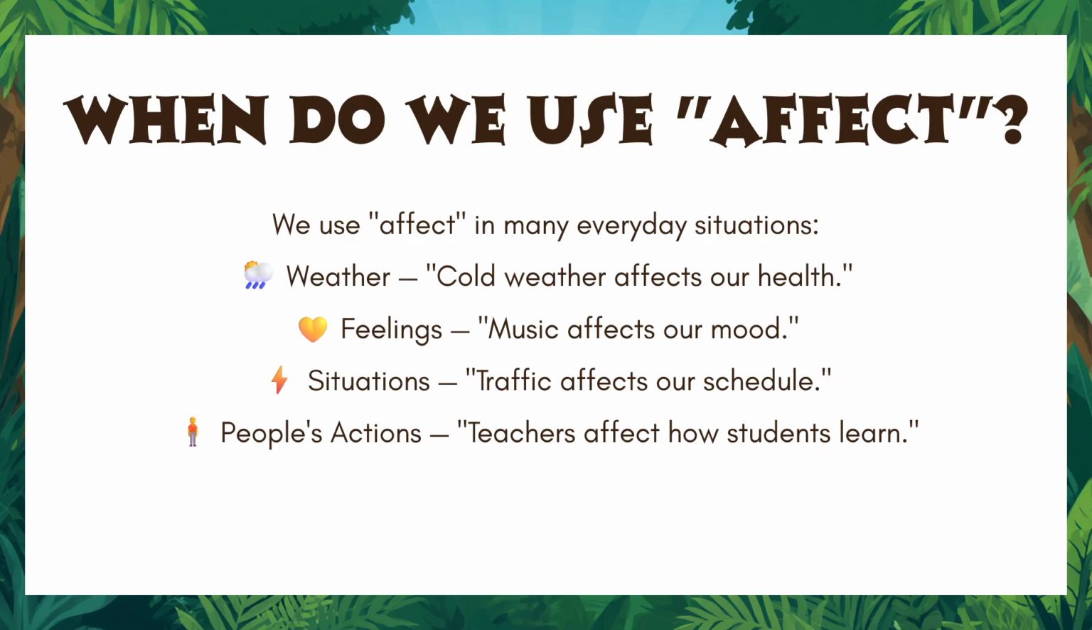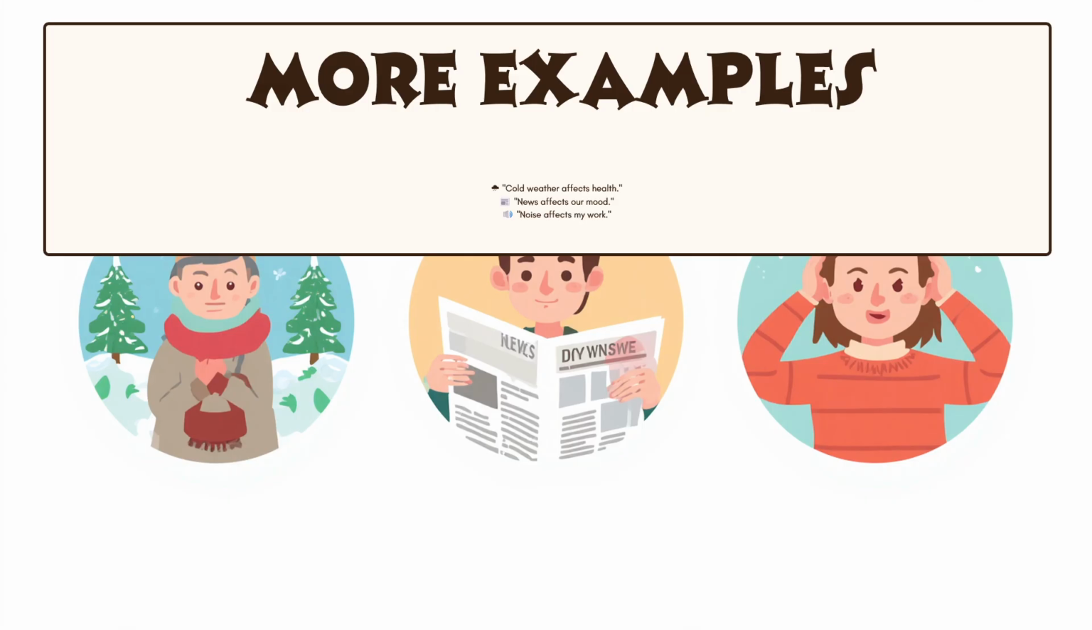When do we use affect? We use it when we talk about weather, feelings, situations, and people's actions. These are common times to use this word. Let me give you more examples. Cold weather affects health. News affects our mood. Noise affects my work. All of these show how things change or influence us.